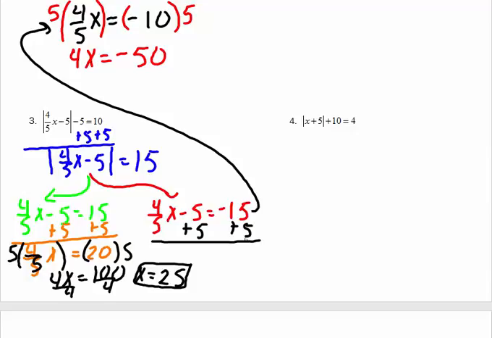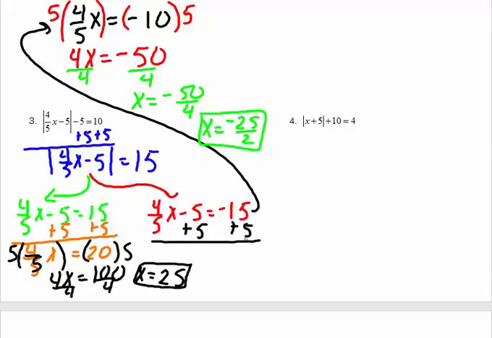At that point, I will need to divide both sides by 4 to get the variable having a coefficient of 1. So x is going to equal negative 50 over 4. I'm okay with you leaving it as an improper fraction, but you definitely need to reduce. So a number that can go into both of those is a 2. So I'll end up with a negative 25 over 2. Both of these answers will check. I'll leave that up to you to do.